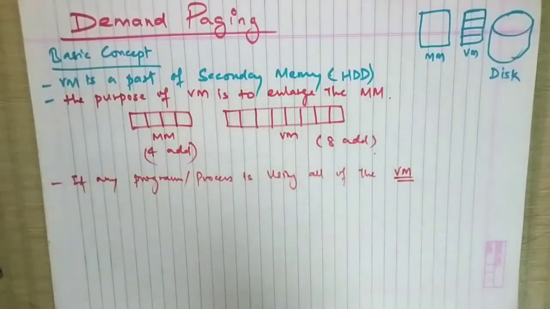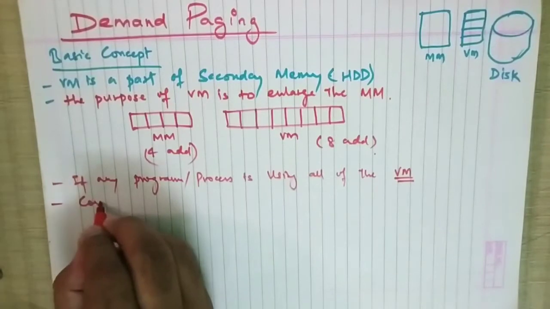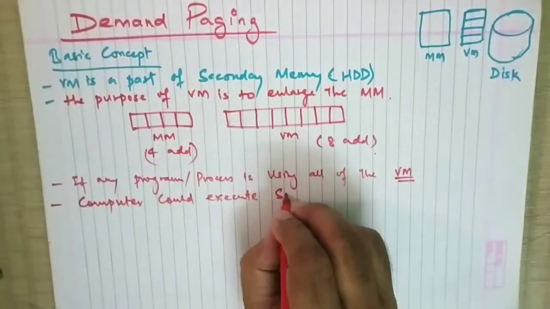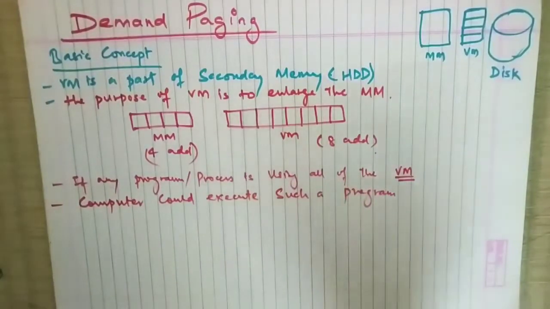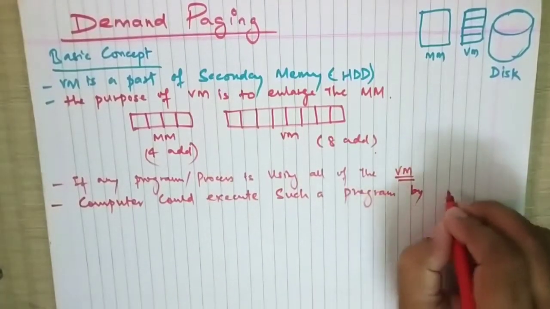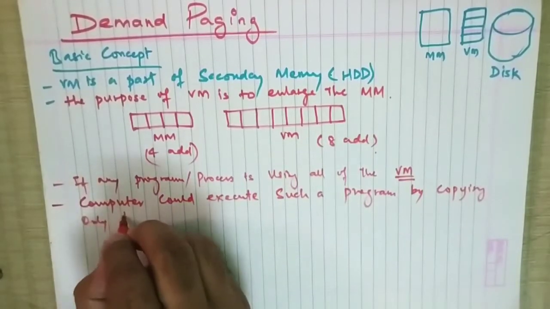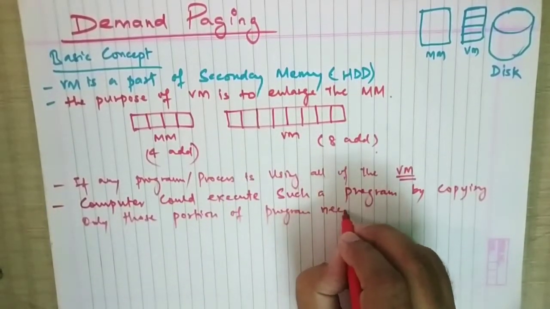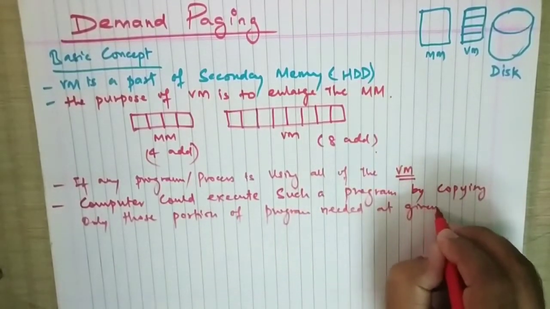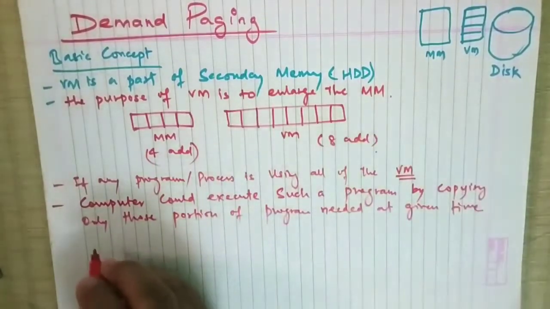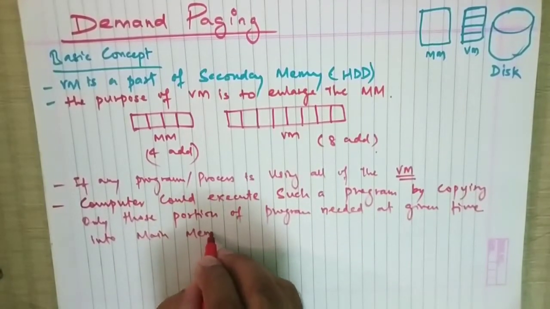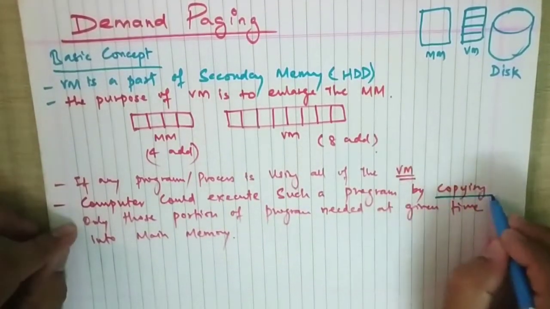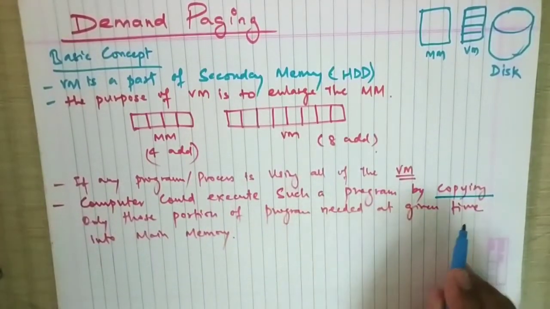So what is the concept? The computer could execute such a program by copying only those portions, the pages, of the program needed at a given time into the main memory.